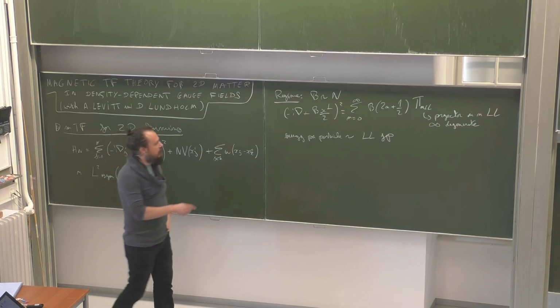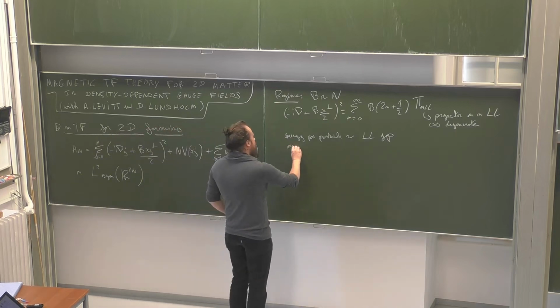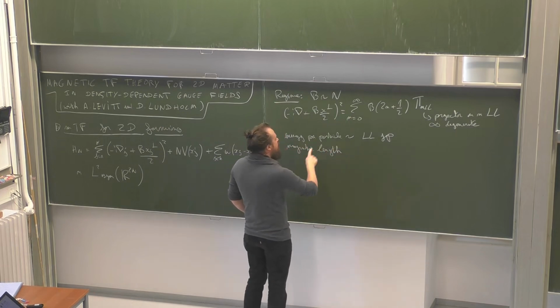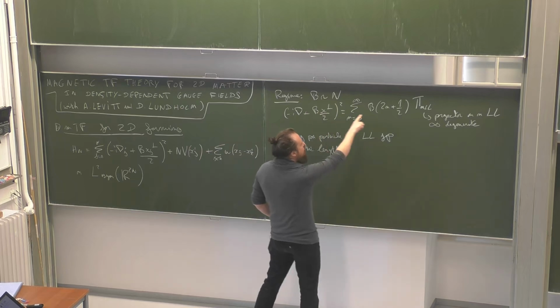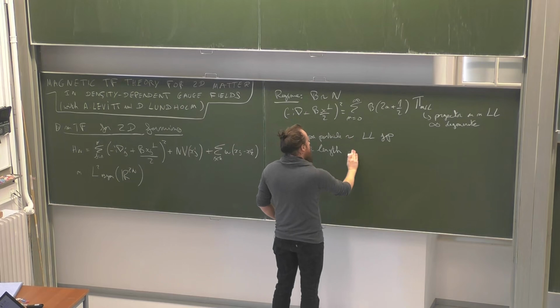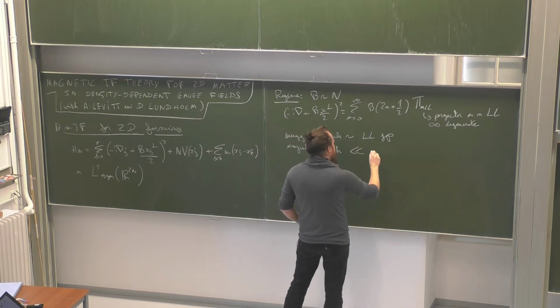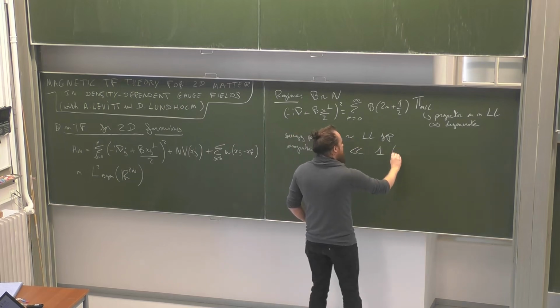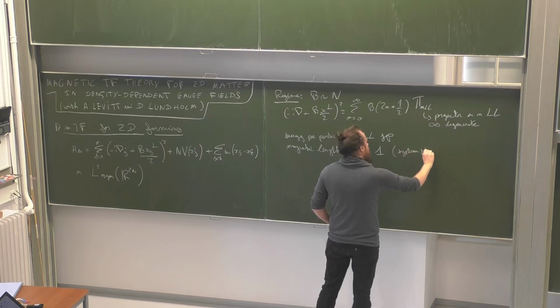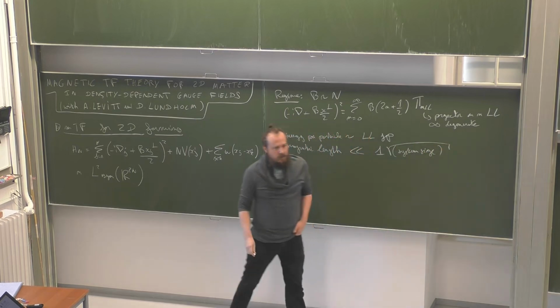And it also means that the magnetic length, which is the length scale associated to some eigenstates of this operator, will be much less than 1, which is the system size, square root, because we are in 2D.